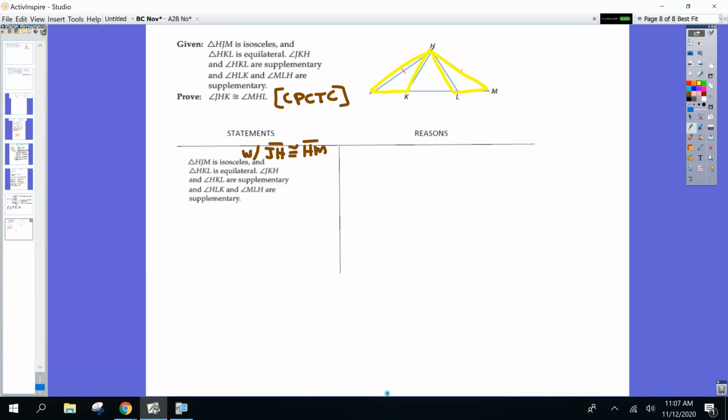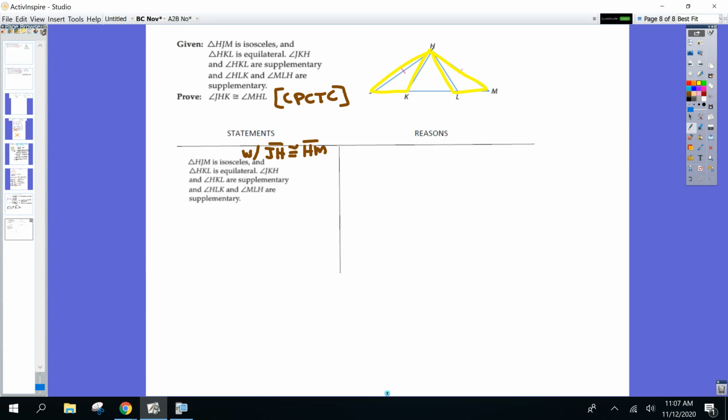Yep, go ahead, Radhika. What do you got for me? If it tells you a certain triangle is isosceles, it should tell you which sides, can you say that those sides are congruent? Yes. In the rest of the proofs we do, if they say a triangle's isosceles, they should be telling you which 2 out of the 3 sides are the equal ones.